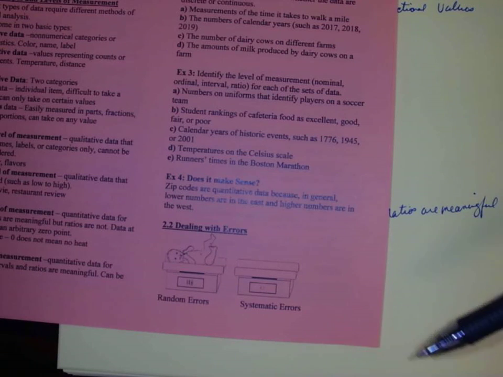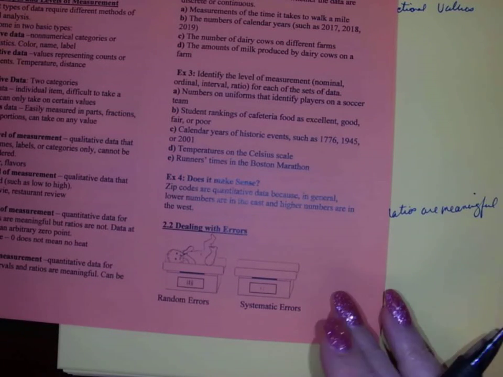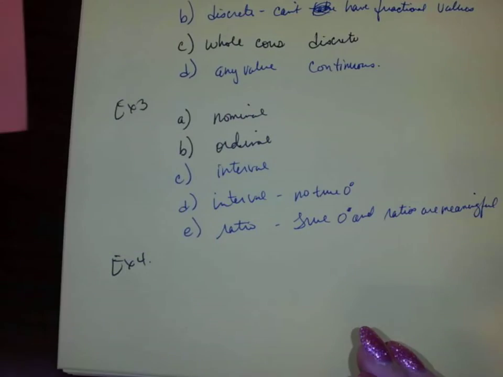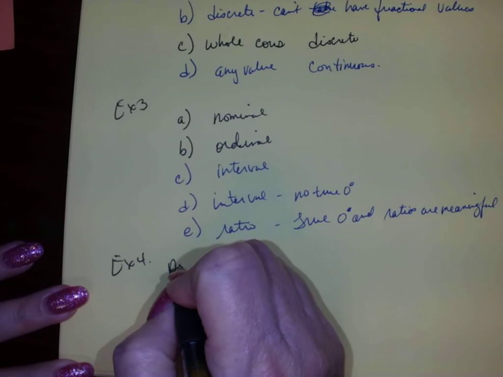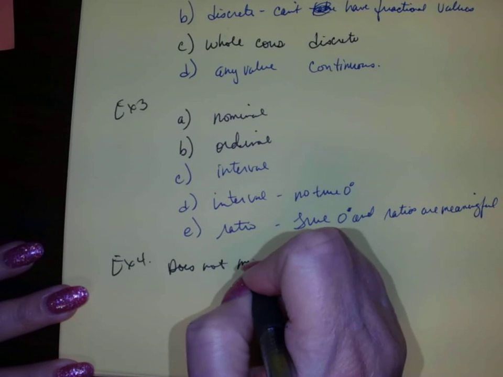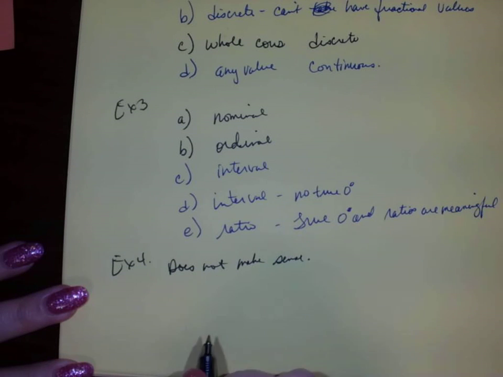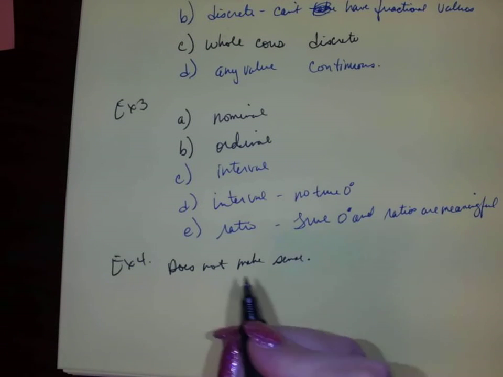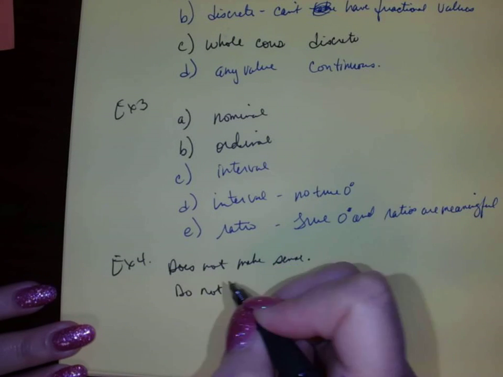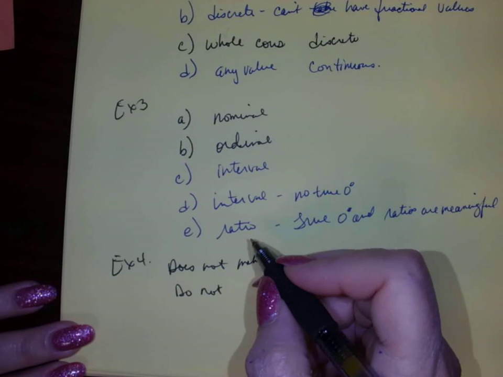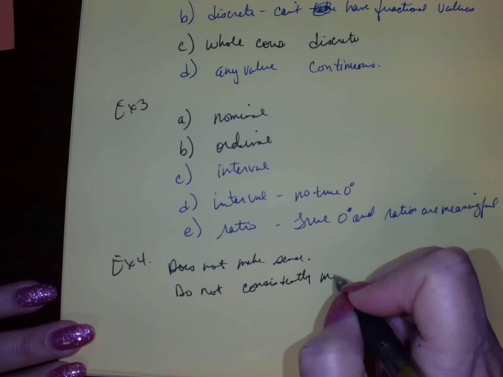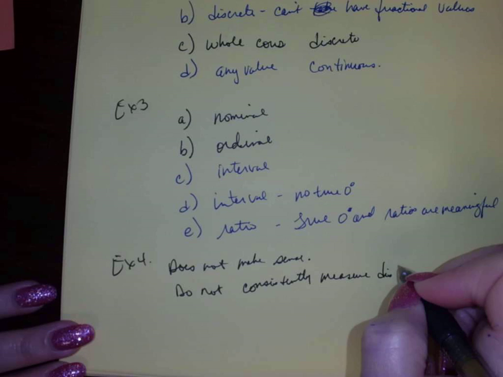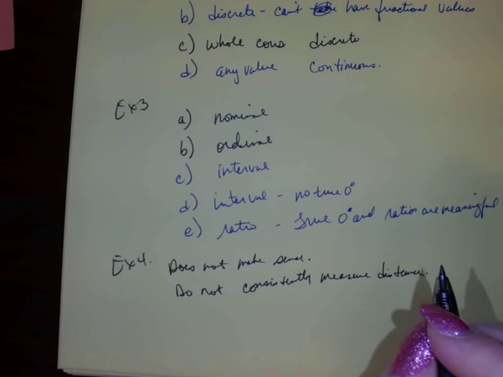So this does not make sense. And they do not consistently measure distance. So they are qualitative. They don't measure anything. I mean, they'll tell you where it's located, but it's not a measurement.